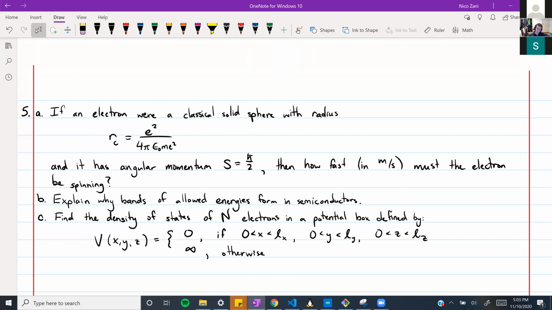Second question is about why bands of allowed energies form in semiconductors. And then the last one is density of states. So did you guys go through density of states yet? Not yet. Okay, so you can ignore that last one. Did you guys go through, you said you went through like a periodic delta function?